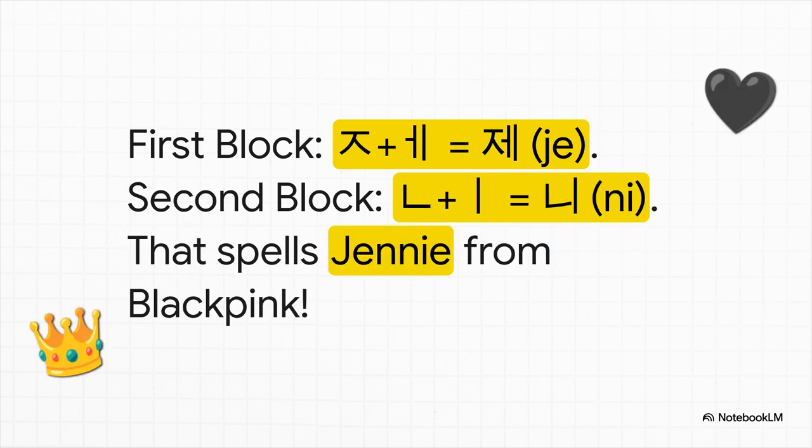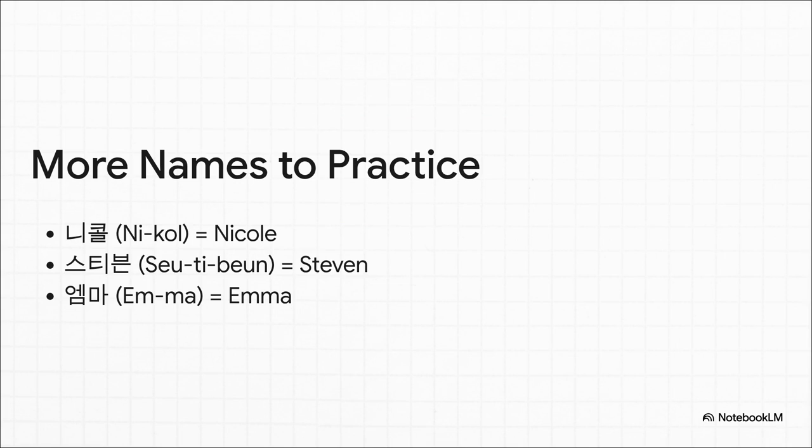How about another one? Here we have a J sound plus the E vowel, making the sound Je. The second block is super simple. N plus E, which is just ni. You've just read Jenny from Blackpink. See? It's all just putting the same pieces together every time. And this system, it works for pretty much any name.